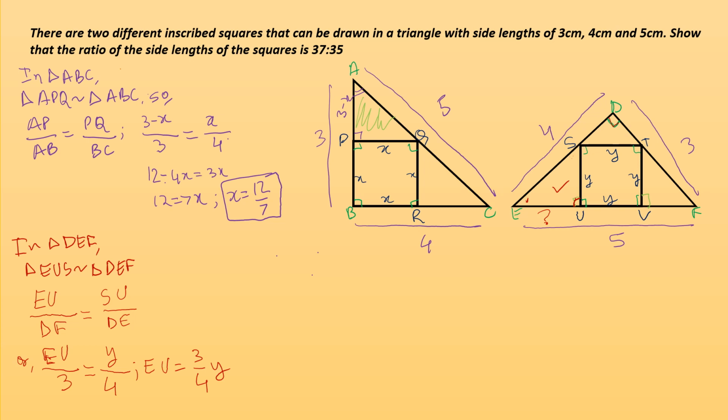Okay, so 3 out of 4Y. The next one, this is important, we will keep this. So I have found EU now. So this bit equals 3 out of 4Y. So now I have to find this bit, VF.